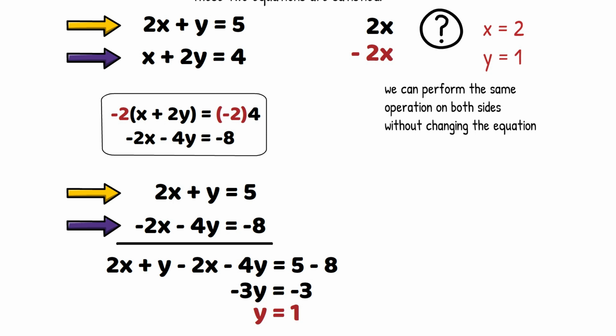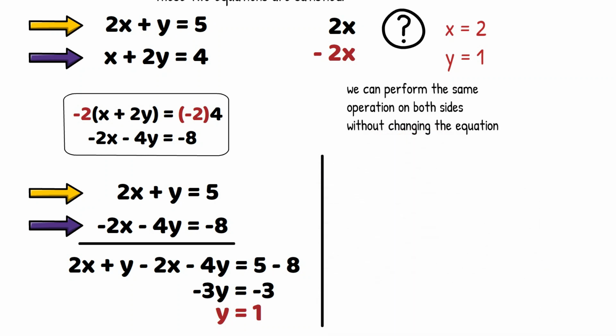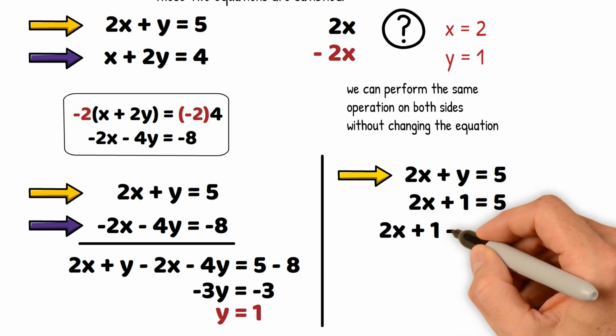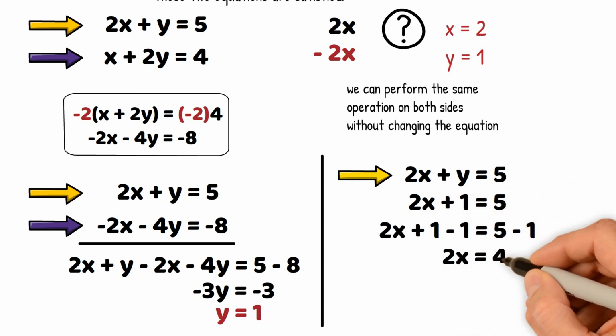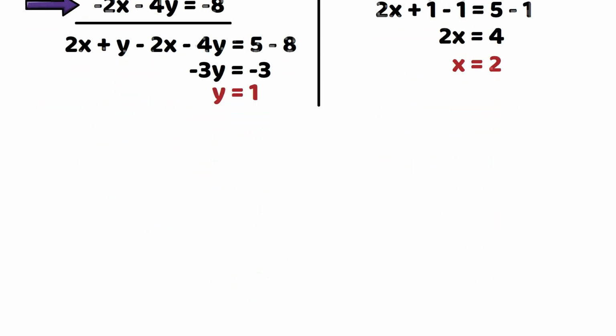We've now established that y equals 1. To get the x value, simply substitute y equals 1 into any one of these equations. Say the first one, 2x plus y equals 5. So 2x plus 1 equals 5. This solves easily to x equals 2. So we've obtained the solutions, x equals 2 and y equals 1, without guessing.